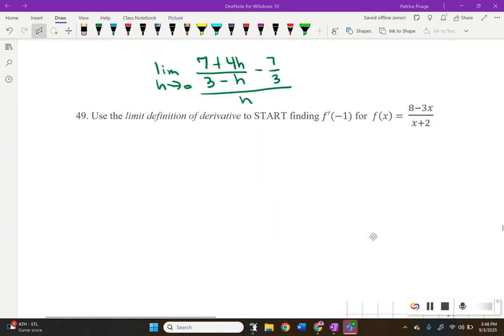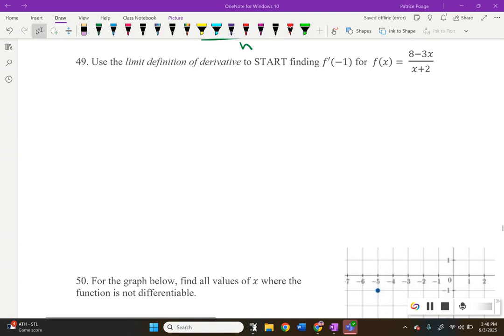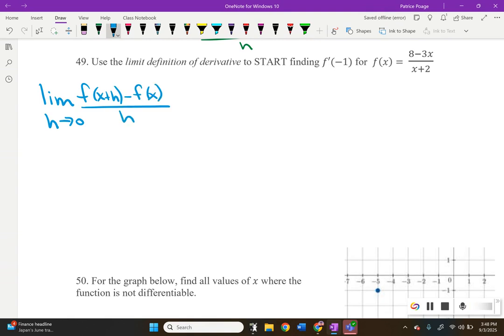All right, number 49. Use the limit definition of derivative to start finding f prime of -1. So I'm going to write the limit definition of derivative: the limit as h goes to 0 of f of x plus h minus f of x all over h. And this is for f prime of -1. So I'm going to go ahead and plug in x equals -1 right here.